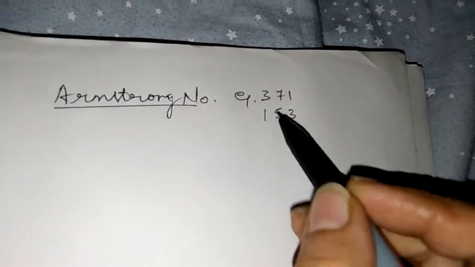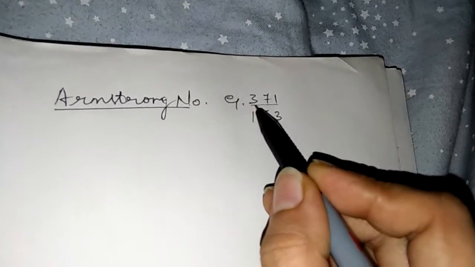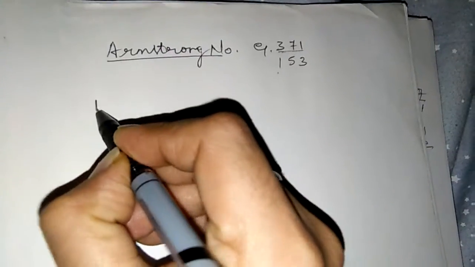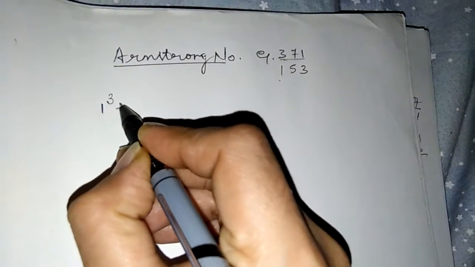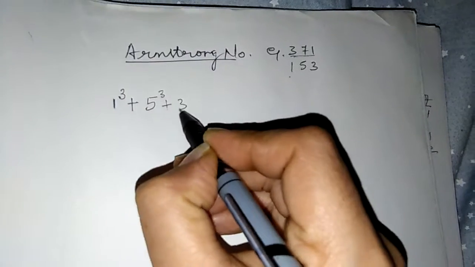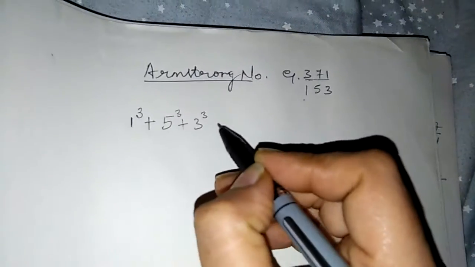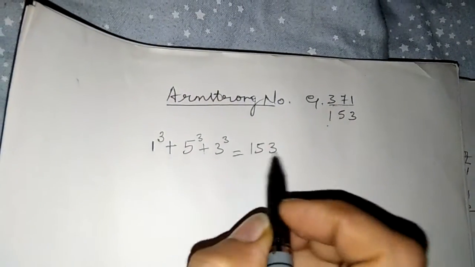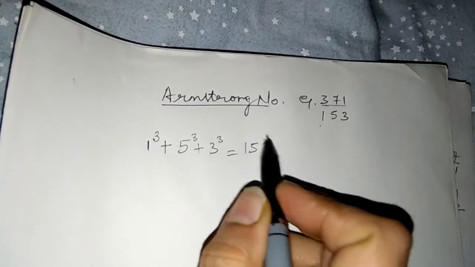So we are discussing Armstrong number today. Now what is an Armstrong number? An Armstrong number is a number which has the sum of the cubes of its digits equal to the number itself. If this is so, then this number is known as the Armstrong number.